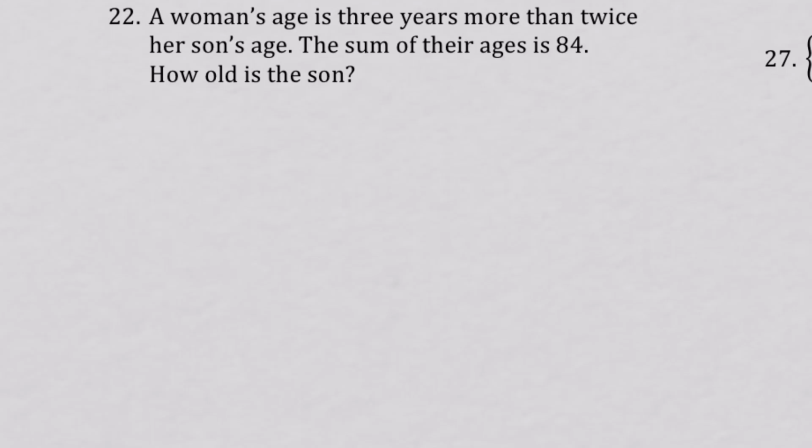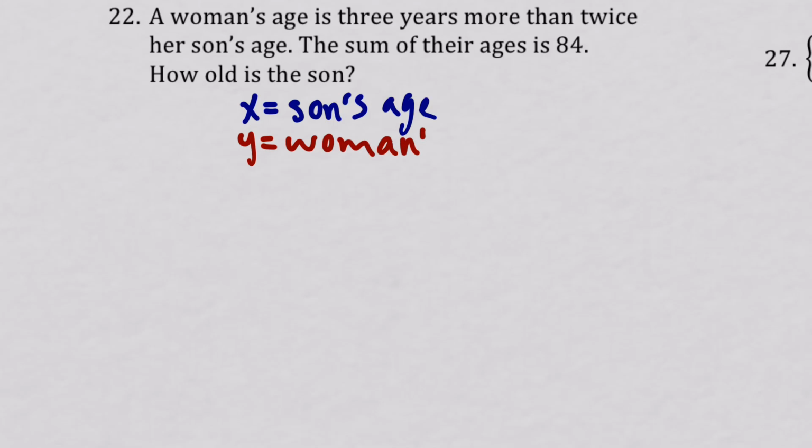I'm going to say X is the son's age, and Y will be the woman's age. You could also use variables that match your information. For example, W for woman's age and S for son's age if you want to. Okay. All right. So now let's try to put that in an equation using the information that they gave us.